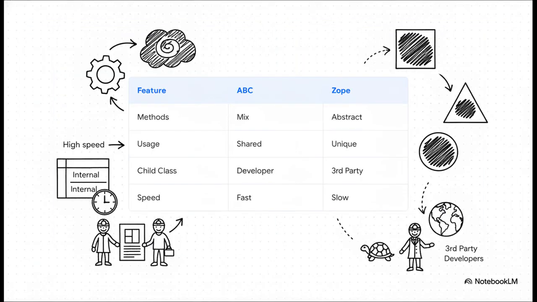To summarize this whole technical showdown, here is your definitive cheat sheet. If you need a mix of concrete and abstract methods for shared features built internally with high speed, use the ABC module. But if you demand that all methods are strictly abstract, requiring unique implementations by third-party developers, and you don't mind a slight speed trade-off for stronger semantics, well, Zope interfaces are definitely your tool of choice.